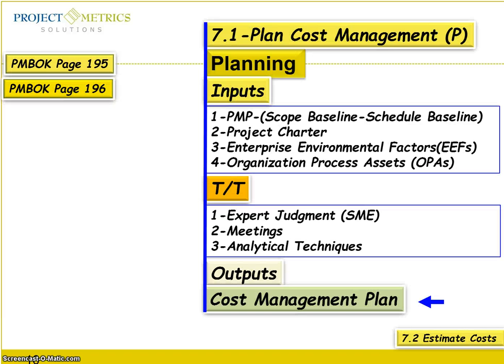Now, what are the inputs, the tools and techniques, and the outputs? The inputs we are going to use here are the project management plan. What's in there? The scope baseline and the schedule baseline. We are also going to use the project charter, and we are going to use the enterprise environmental factors and organizational process assets. For enterprise environmental factors, we are going to use software. For the organization, we are going to see what the policies and processes are.